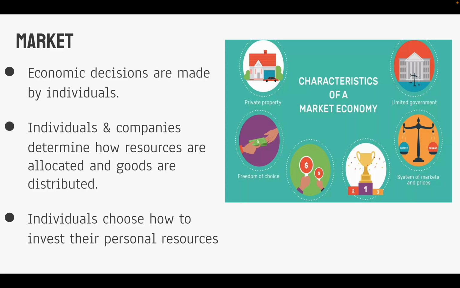So the characteristics of a market economy is limited government. So government's still involved, but it's limited. It has some parameters. System of markets and prices. So that deals with supply and demand and how supply and demand are dictated. What's the supply look like and how it drives the prices either up or down. Freedom of choice. I can do what I want to do with my money that I've earned.